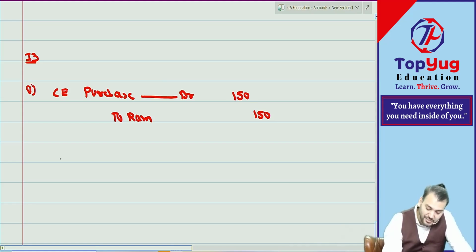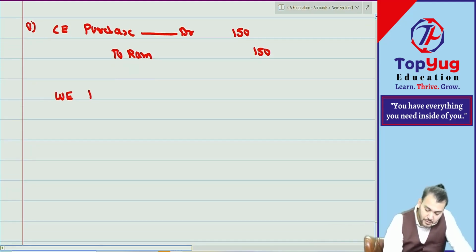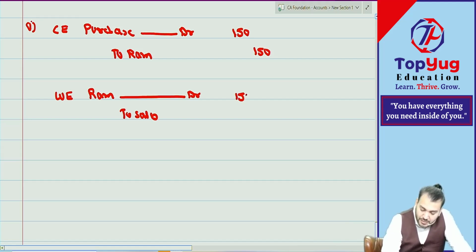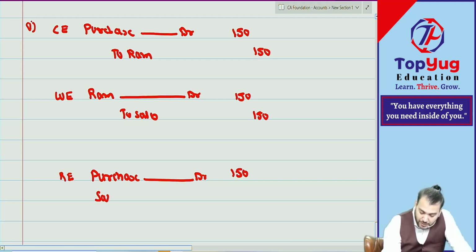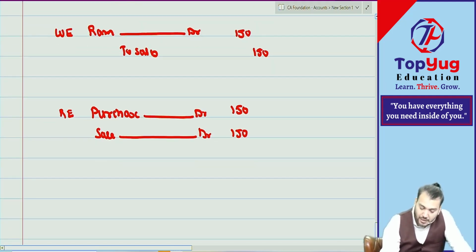It means it is recorded as sales now. What is the wrong entry? Ram account debit to sales. Very good. It means we should debit which account? We'll debit purchase account. But we wrongly credited which account? Sales account will be debited. Correct. Understood. And to Ram will be what?